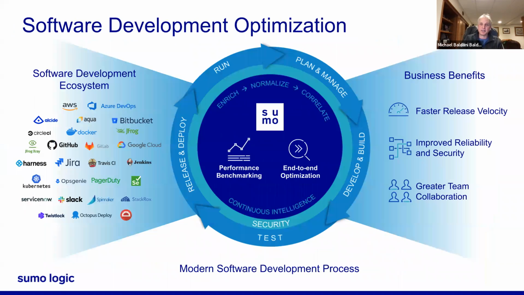But luckily here at Sumo Logic, we've done that work for you, right? So our software development optimization solution actually provides that platform. It brings in all the data and the signals from the different tools in your software development and delivery process. It normalizes it, it correlates it, and it presents it in metrics and analytics and insights that you can then use, right? So that you can understand how you're doing from a release velocity today and what you need to do to improve to get faster.